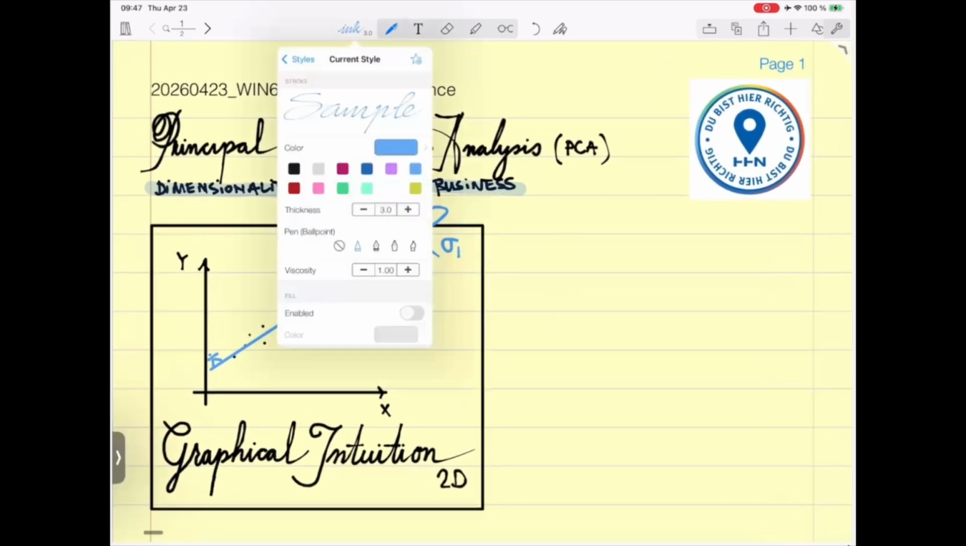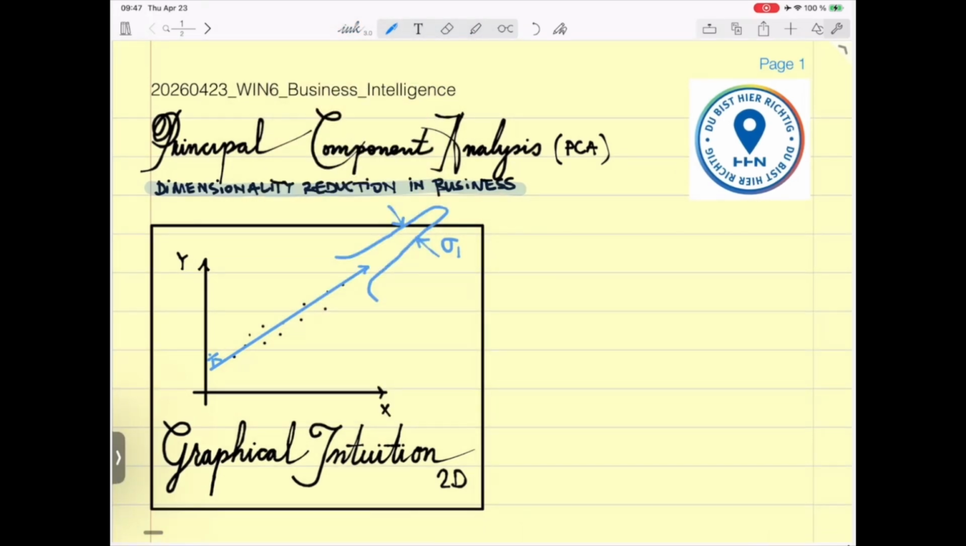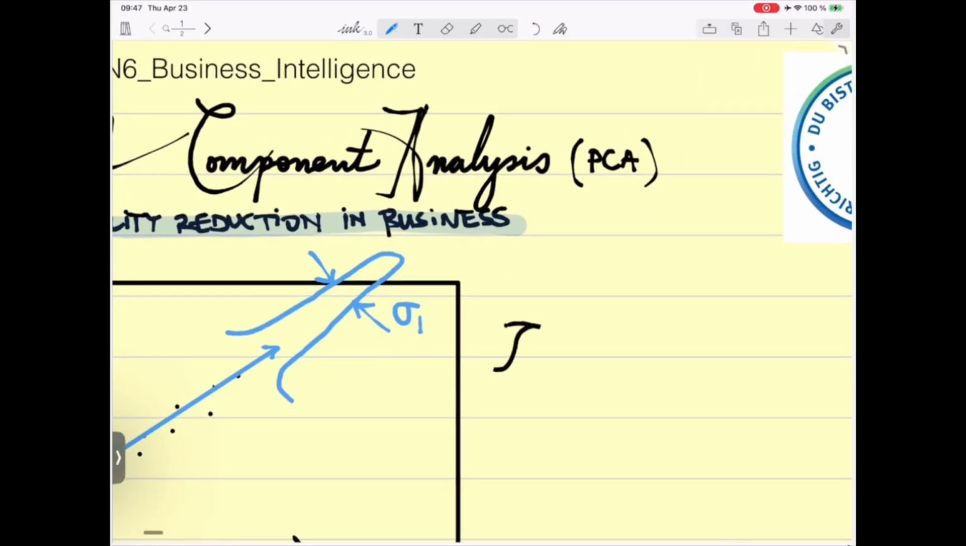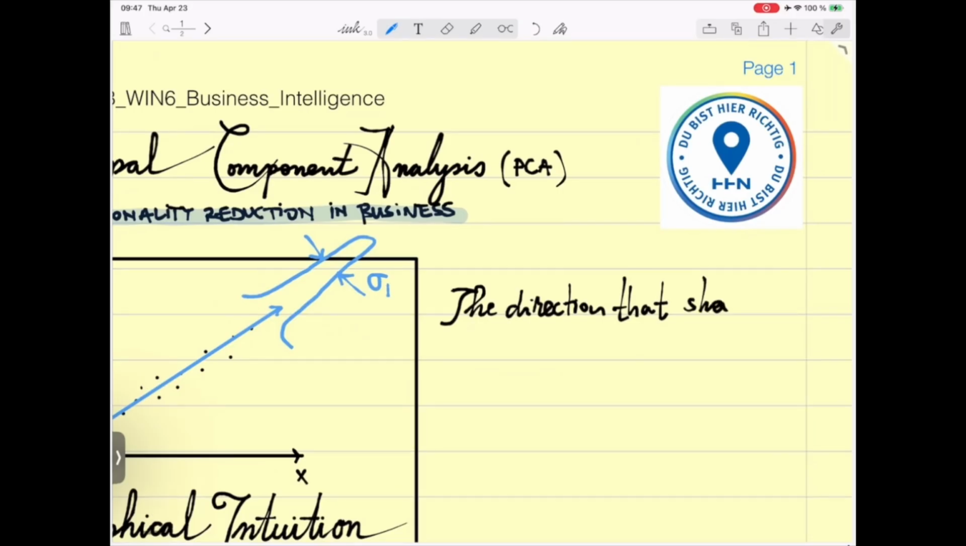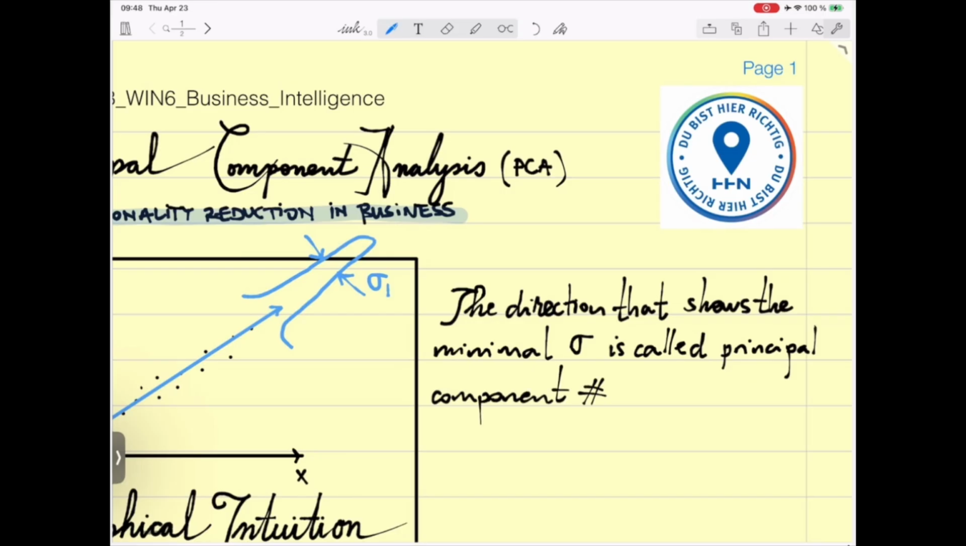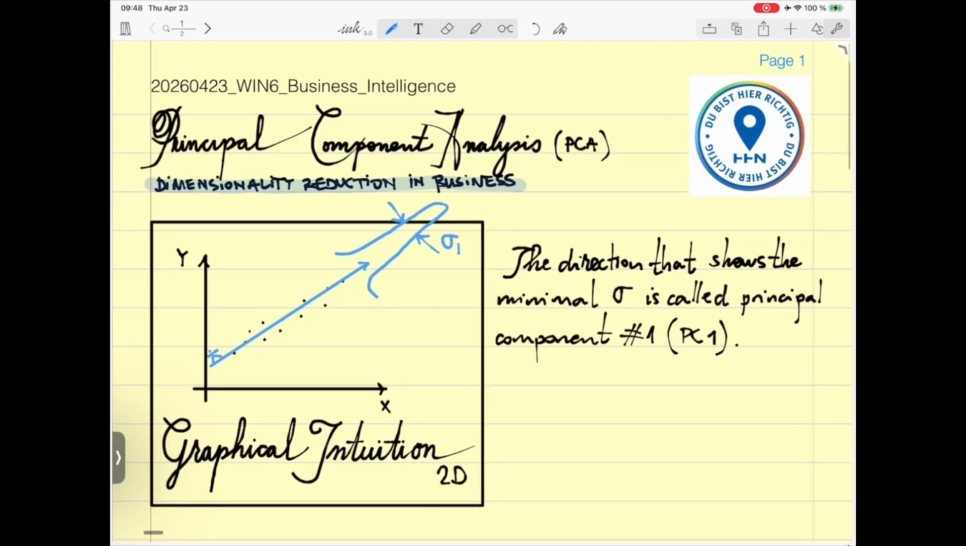So the direction that shows the minimal sigma, standard deviation, is called principal component number 1, or PC1. Okay. This is a graphical intuition. We will see in a couple minutes how we can do this mathematically, but for now this is enough.